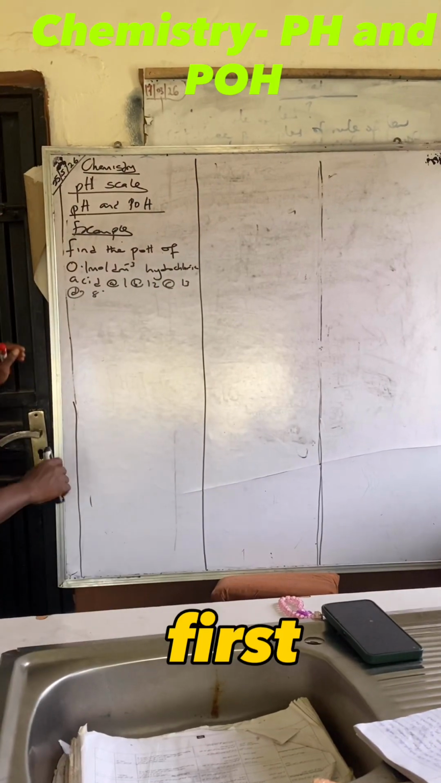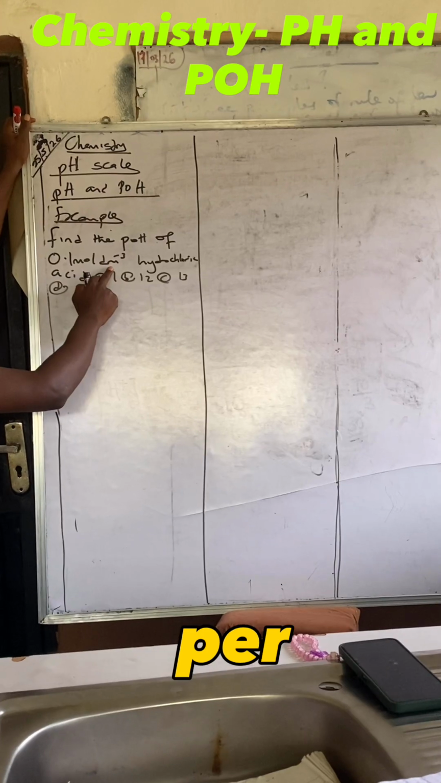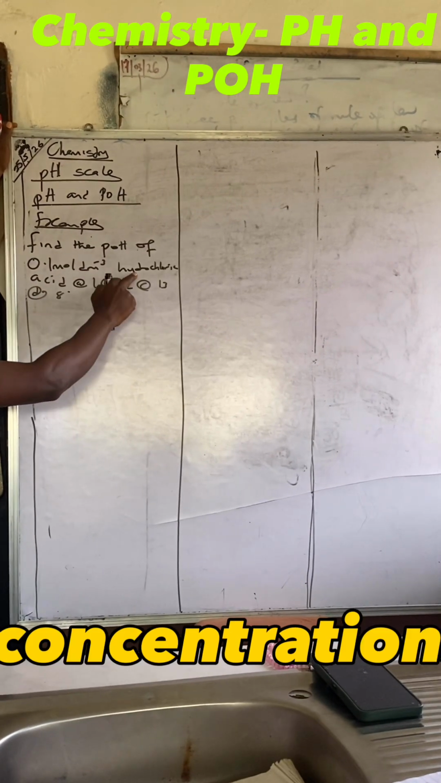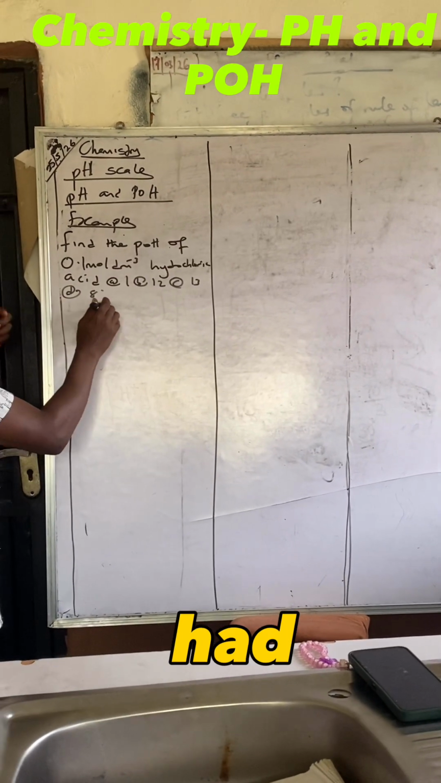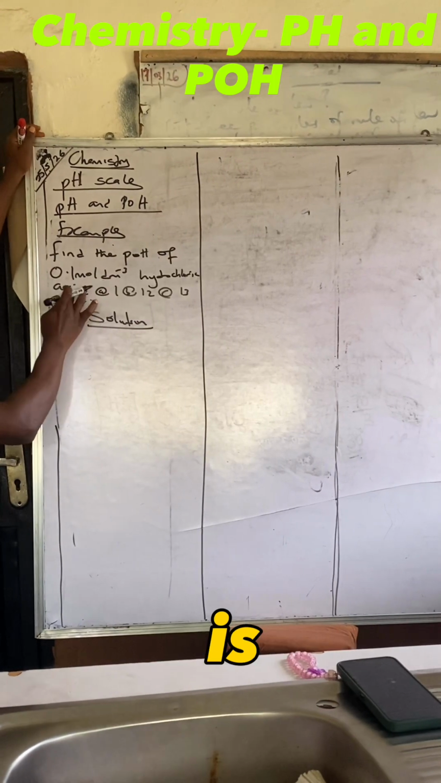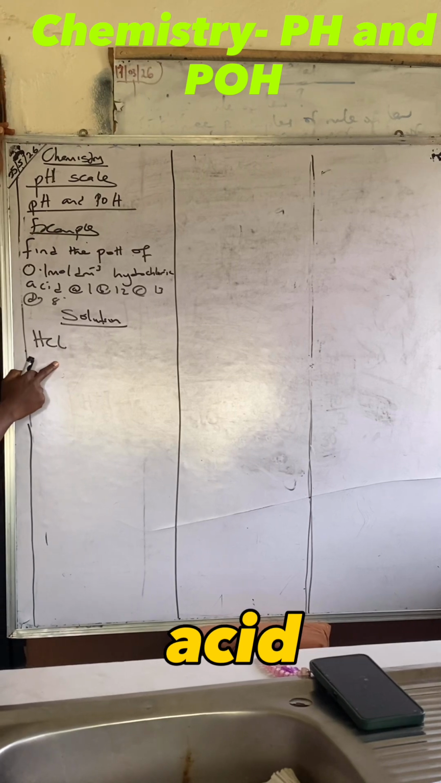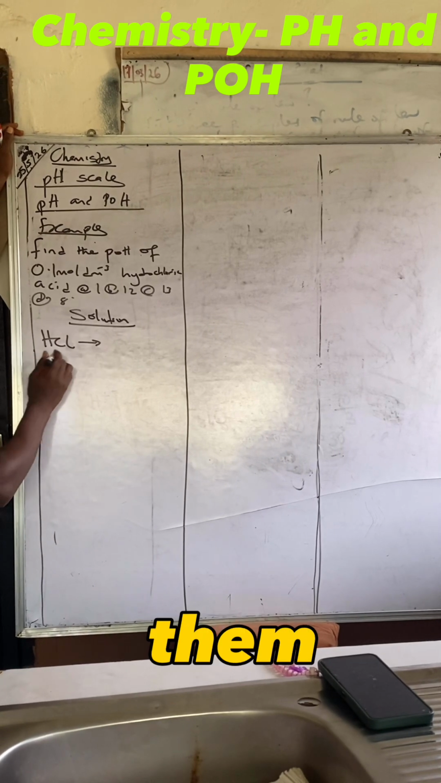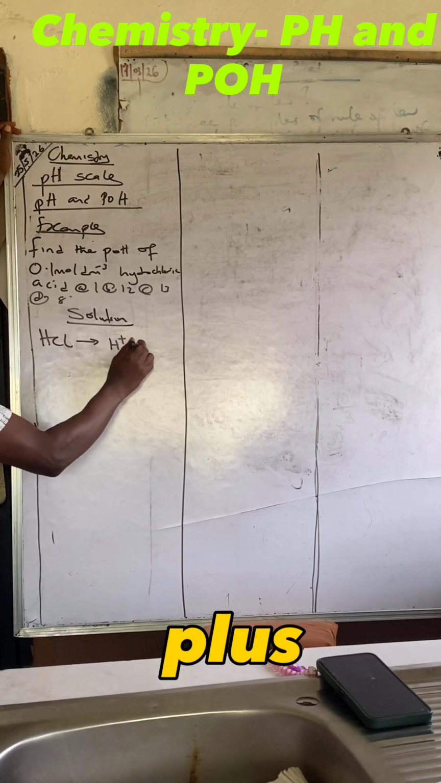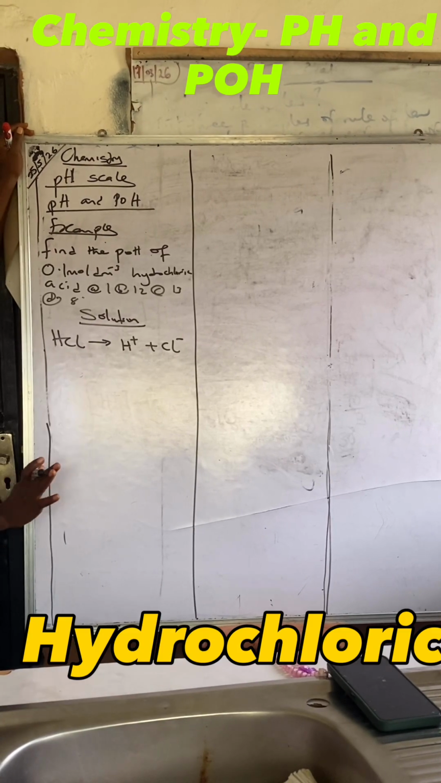Now look at the first example on the board. Find the pOH of 0.1 mole per dm cube hydrochloric acid. These are the concentrations. The concentration that was given to you is for hydrochloric acid. So let's go. HCl means hydrochloric acid. It's an acid, so split it. We are having H+ and Cl-. It's balanced.